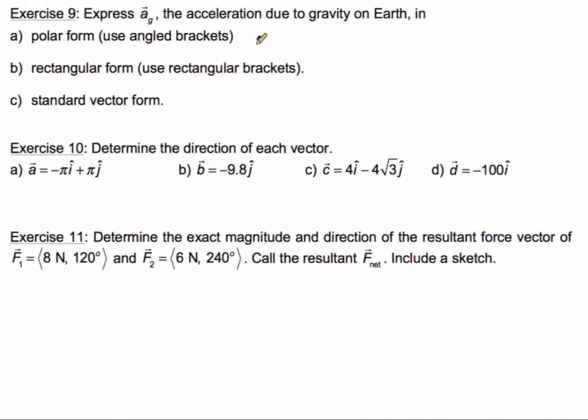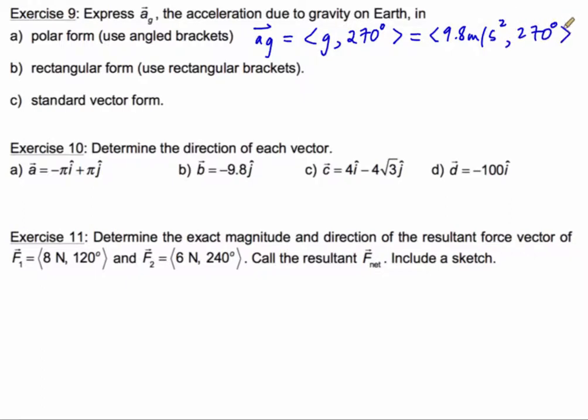So for the first one, we are going to use the magnitude of acceleration as the positive constant g, acting straight down, and we will take the direction to be 270 degrees. We can also say that the magnitude is approximately 9.8 meters per second squared on Earth.